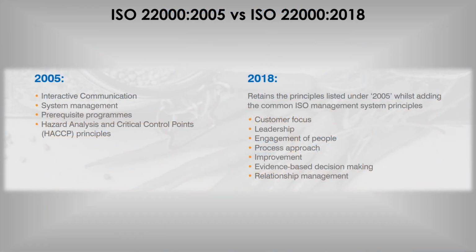ISO 22000-2005 versus ISO 22000-2018. In 2005, there were interactive communication, system management, prerequisite program, and HACCP principles. In 2018, it retains the principles listed under 2005 whilst adding the most common ISO management system principles: customer focus, leadership, engagement of people, process approach, improvement, evidence based decision making, relationship management.